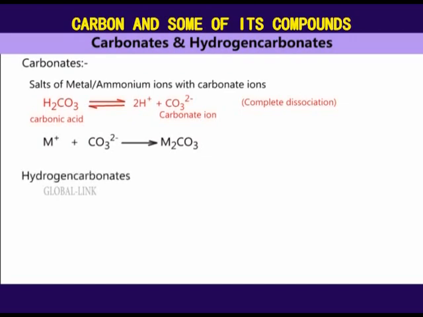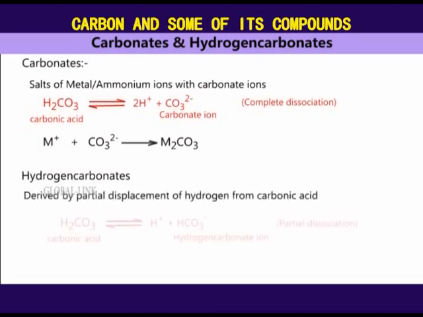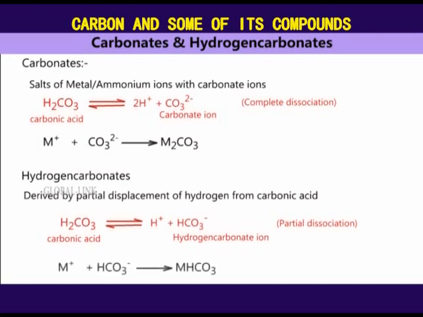Hydrogen carbonates are salts derived from carbonic acid formed by the partial displacement of hydrogen by a metal or ammonium radical. Hydrogen carbonates of sodium, potassium and ammonium exist as solids at room temperature, whereas those of calcium and magnesium only exist in solution. Hydrogen carbonates of other metals do not exist.